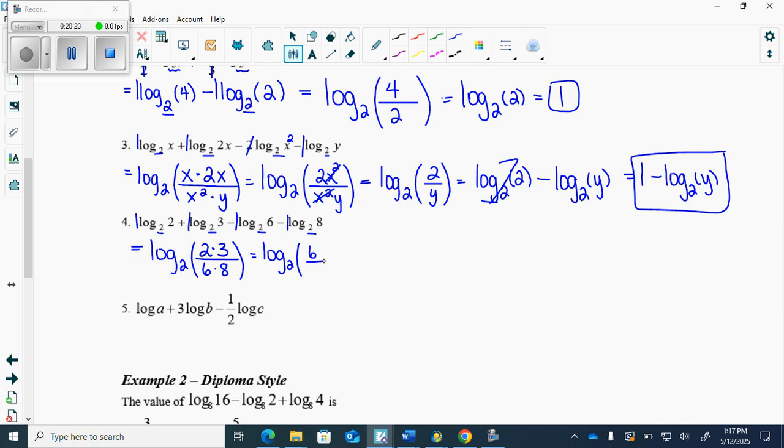Can that reduce? Yeah, what does it become? What's the answer to log base 2 of 1/8? Yeah, because you say 2 to the power of what is 8? 3. So 2 to the power of what is 1 over 8? Negative 3.